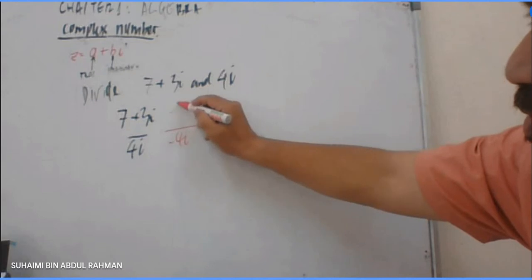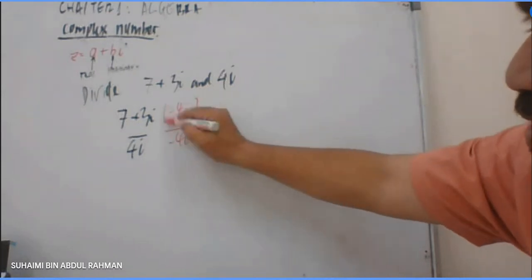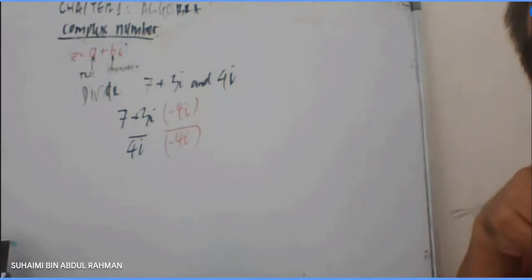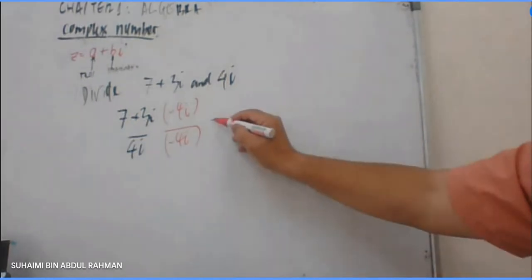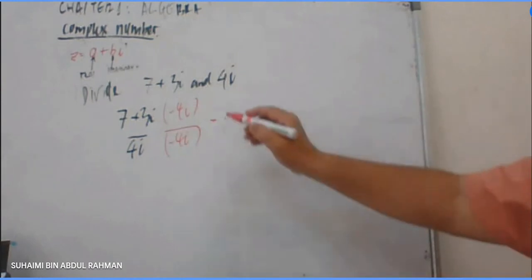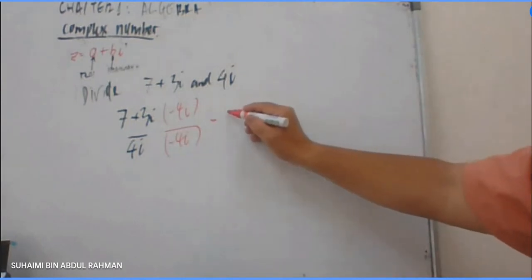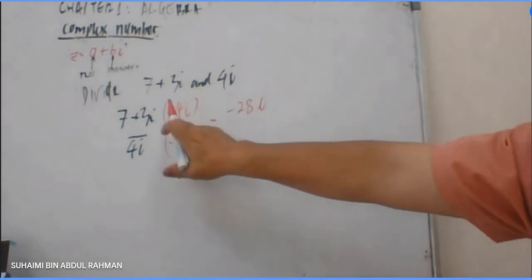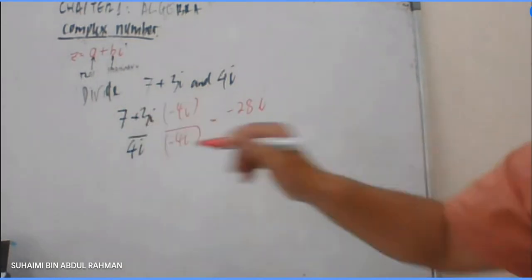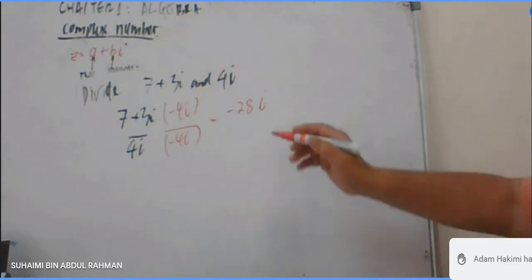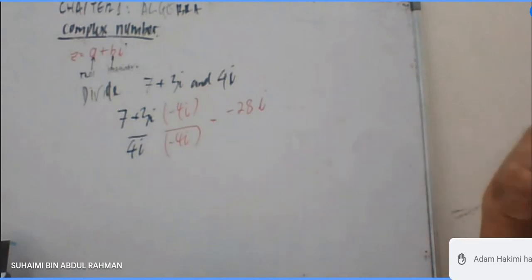So also the numerator, we have to multiply by minus 4i. If you multiply 7 by minus 4i, we are going to have what? Minus 28i, right? Then minus 28i.